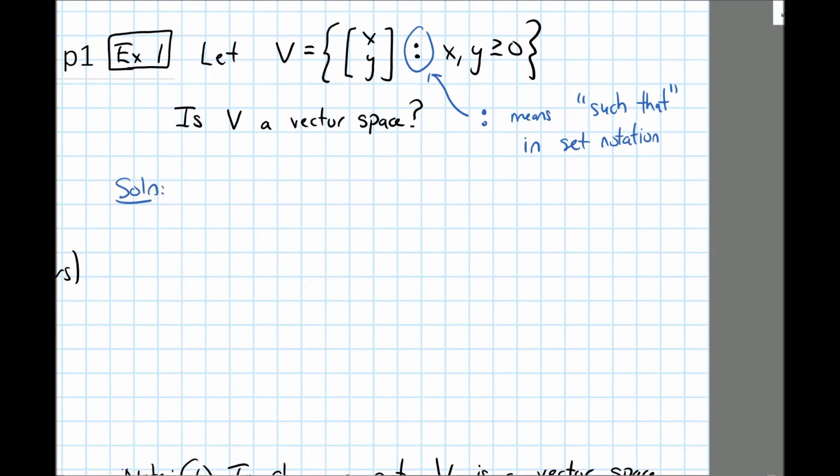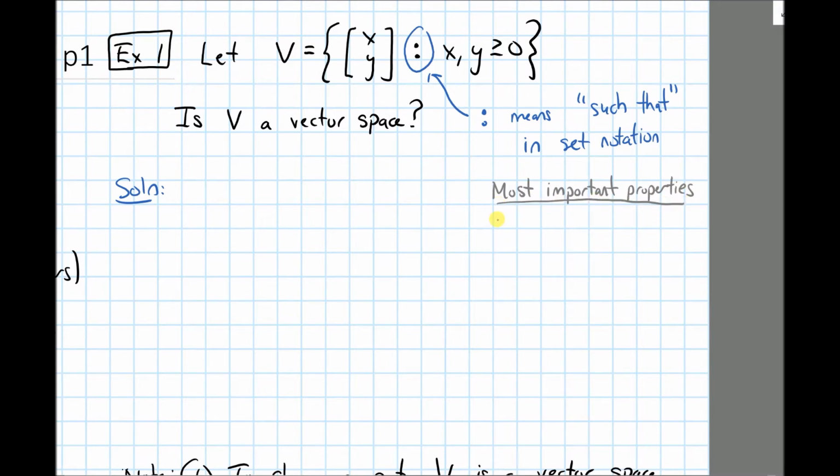Okay, so if I want to show that this thing is a vector space, I need to show that it satisfies all 10 of those properties. It'll turn out that this isn't a vector space. And if I want to show something isn't a vector space, I just have to show that one of those properties doesn't hold. And usually we focus in on the most important of those properties. Okay, so I'm just going to list some of those.